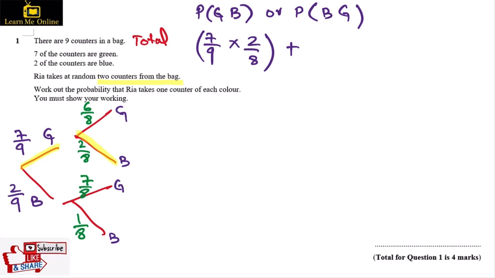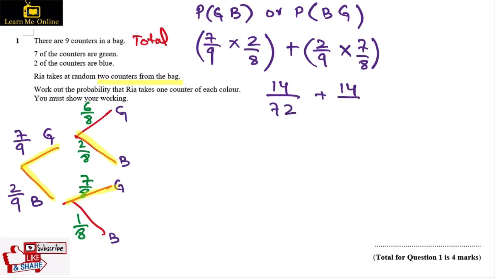We're going to do plus the other one, which is the probability of blue and green. So blue is here and green is here. So we'll be having 2/9 times 7/8. We do the simplification of the first bracket first. So 7 times 2 is 14, and 8 times 9 is 72. The other one is 14 over 72 as well. Once we have the same denominator, we write it down once, and 14 plus 14 is 28.